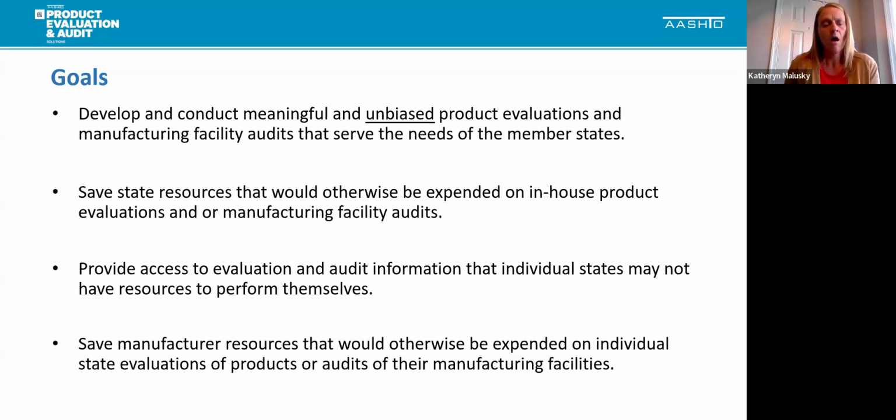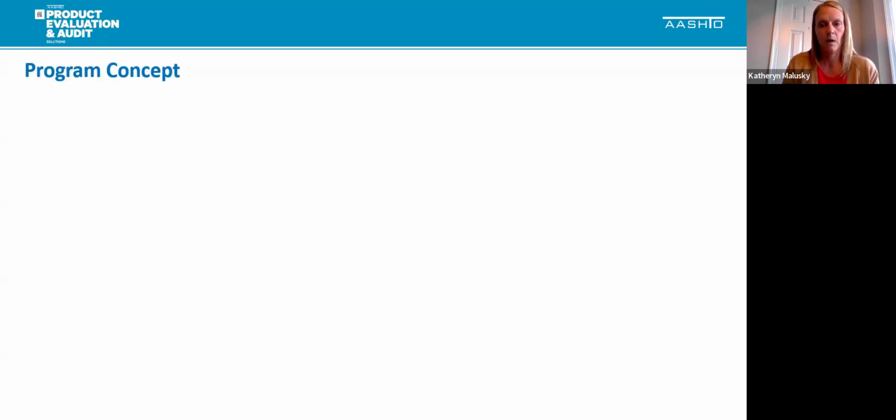Also, this program provides access to the product evaluation data that individual states may not have resources to perform by themselves. From the manufacturer standpoint, it saves them resources. They're not going to every state DOT asking to have their sign sheeting material evaluated by that specific state DOT. They're relying on this one-stop shop to submit their application to have their product evaluated. And then all agencies can access that data through what we call our DataMine website.